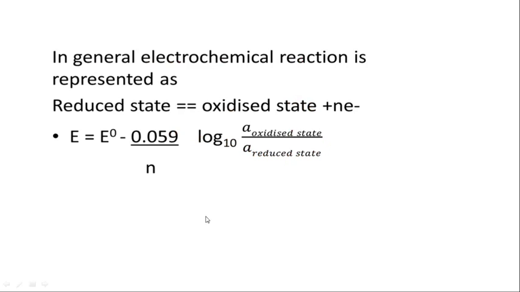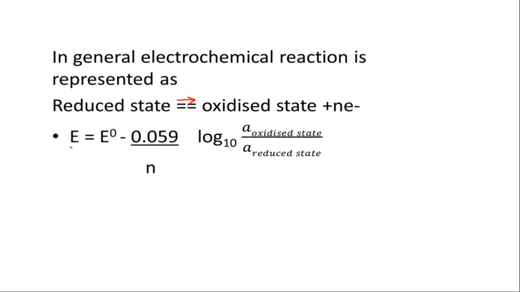Now, in general, an electrochemical reaction is represented as, we write the reduced state to give us the oxidized state plus n number of electrons. So when we have a reaction like this, we can write: reduced state goes to oxidized state plus n number of electrons.